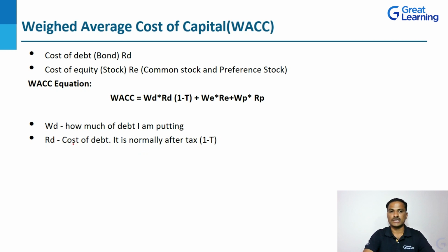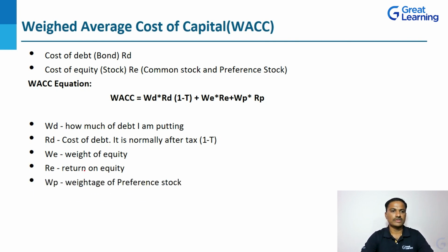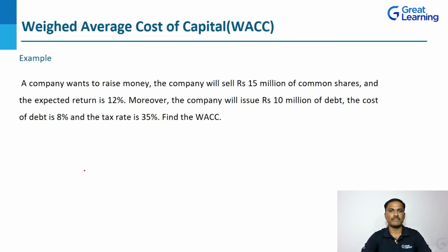That's why 1 minus T. So what is weight of equity? Weight of debt, cost of debt, weight of equity, cost of equity, return on equity. Then weight of preference share, the cost of preference share. So return on preference stock. This is the formula. So here is an example.